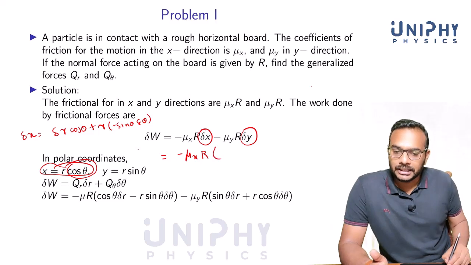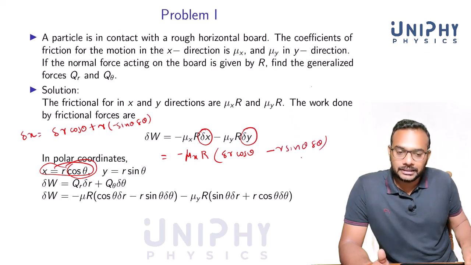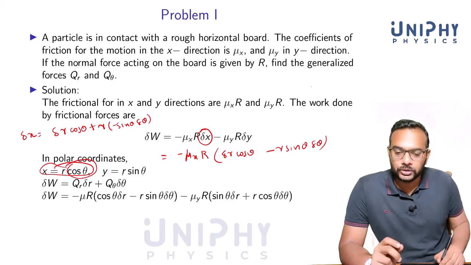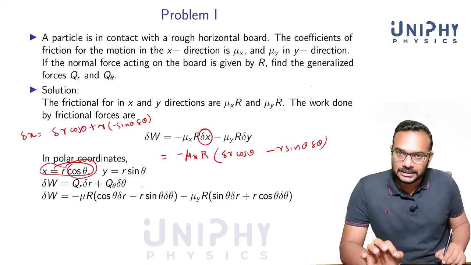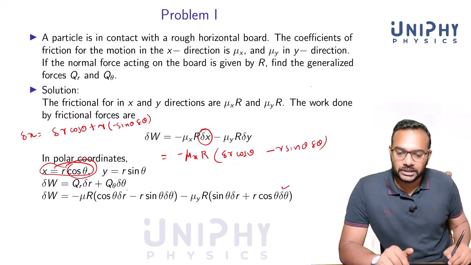So you can write it as minus mu x r, instead of delta x, it's delta r cos theta minus r sin theta delta theta. Similarly, you can do it for delta y. Delta y will be equal to delta r sin theta plus r cos theta delta theta. That's what I have written here.